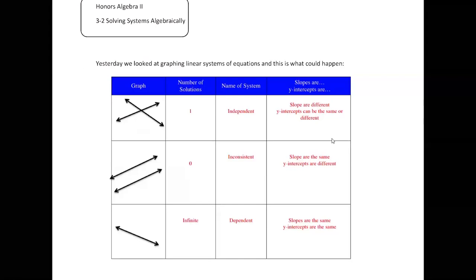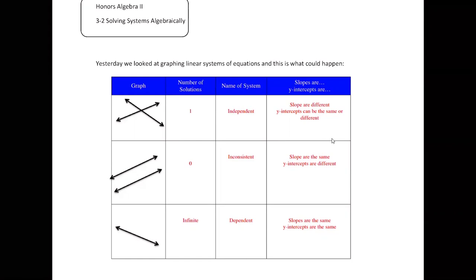That's where you have the same slope but different y-intercepts. And then if you have the same line, like it's overlapping, you have an infinite number of solutions, and we call that dependent. That would be where you have the same slopes and the same y-intercepts. Basically, you have the same exact equation, so it gives you the same line. So these are how we classify systems.